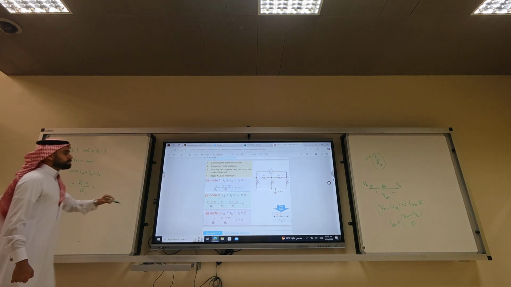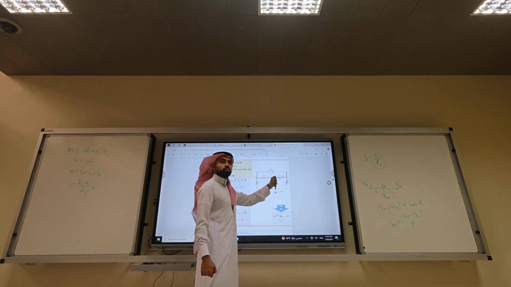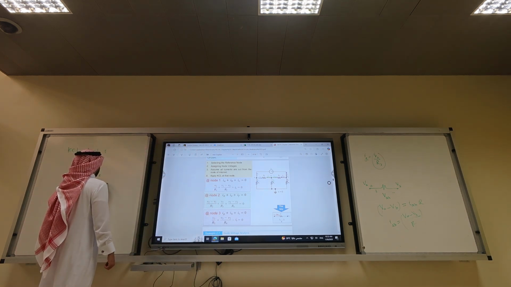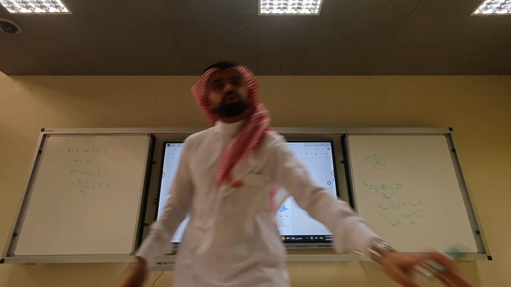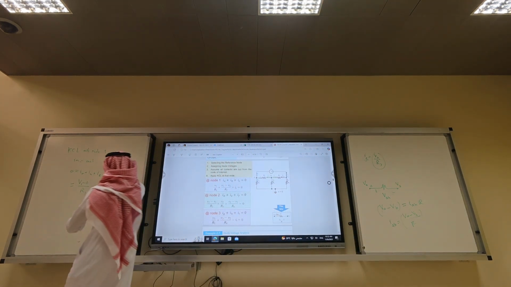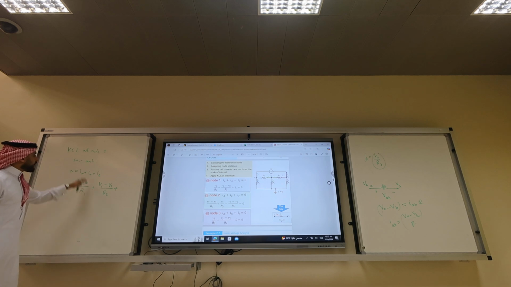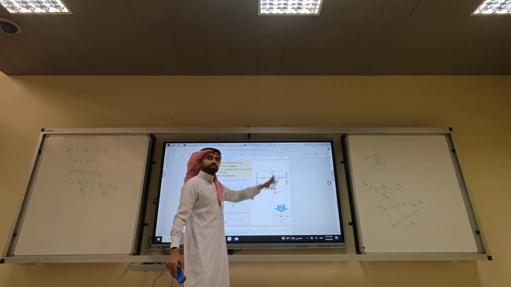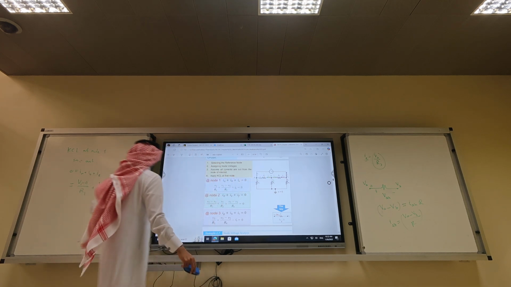What is IB? IB is V1 minus V2 over R2, plus. Remember we say plus because this is out. What is IC? It is nothing but IS. You keep it. IS is known.